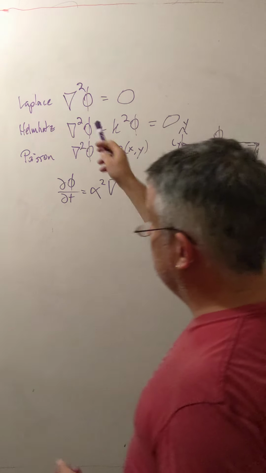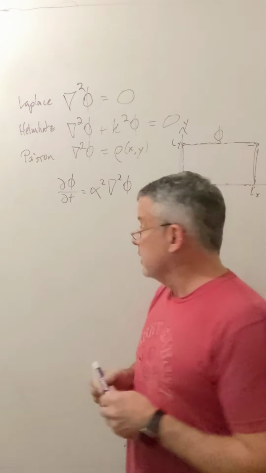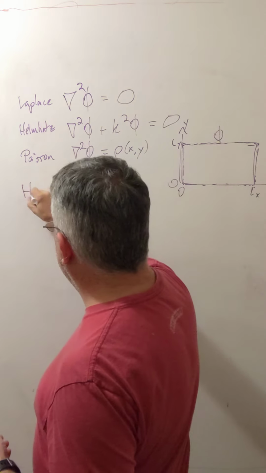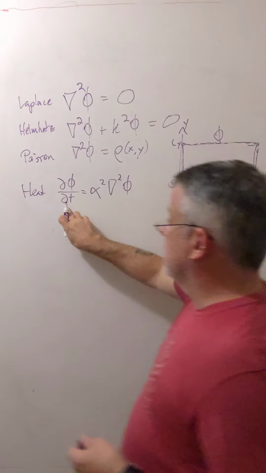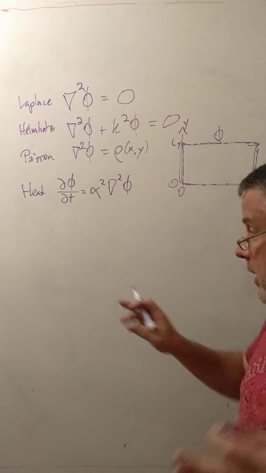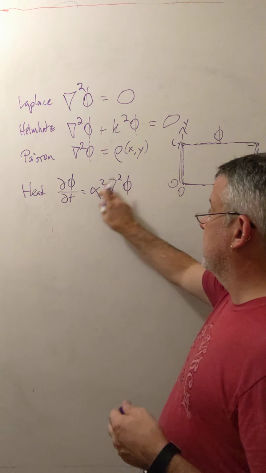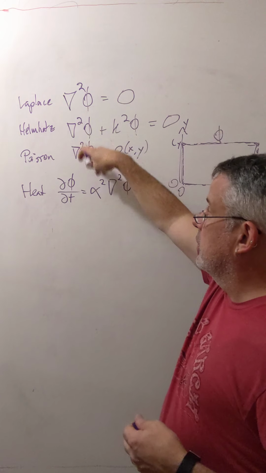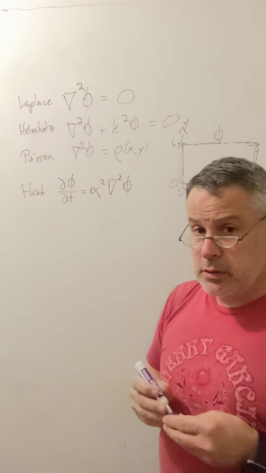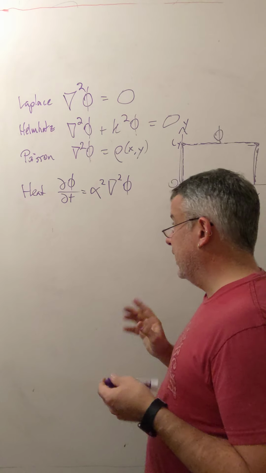Okay, we've already talked about Laplace, Helmholtz, and Poisson. We're going to talk about a related equation, the heat equation. The heat equation has the rate of change in time of temperature balanced by something that looks an awful lot like the Laplacian piece from all of those. So let's think a little bit about why it's called the heat equation.